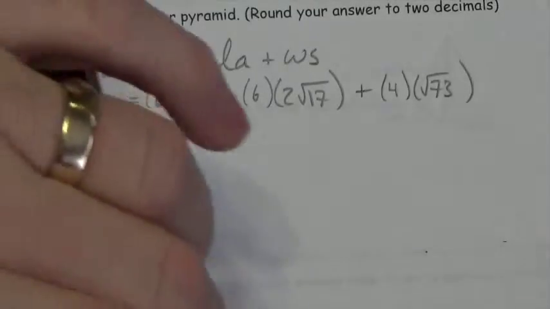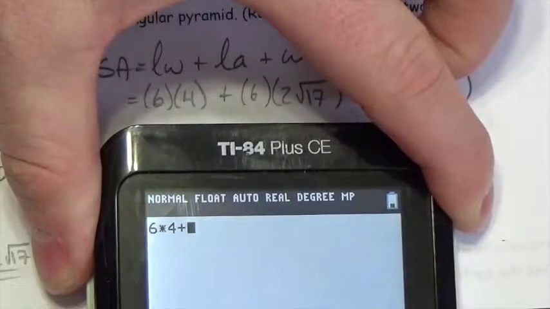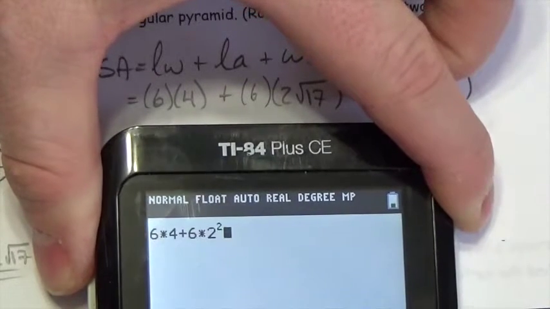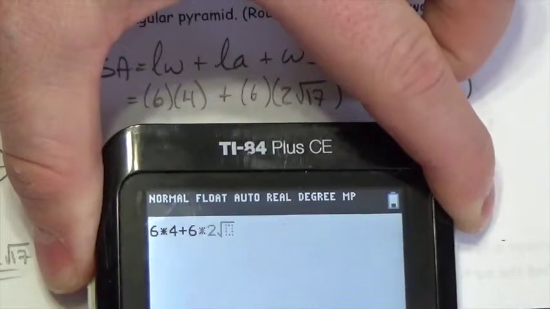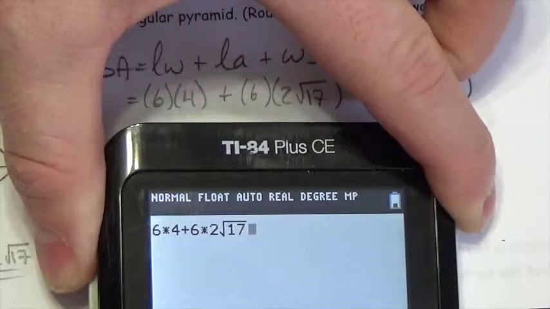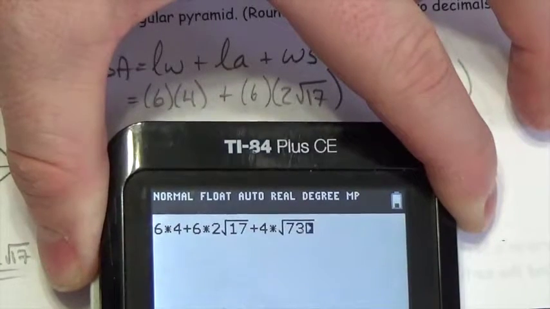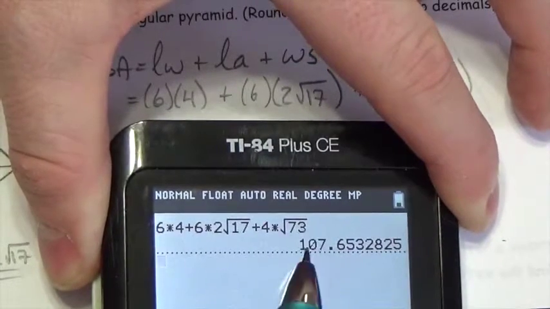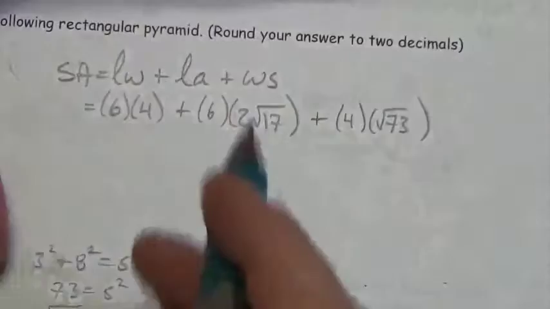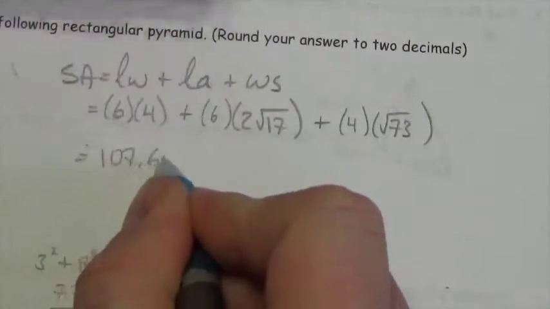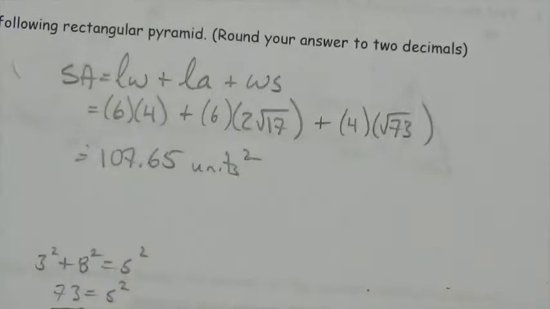Now it's just about going to the calculator and entering that all in. So 6 times 4 plus 6 times 2 root 17, got to get out from underneath there, plus 4 times root 73. Press enter, and we're going to get that the surface area here is 107 point, I think it's at 2 decimal places, yep, 0.65. So approximately 107.65, and there's no units here, so units squared, because it is a surface area that we're looking at.